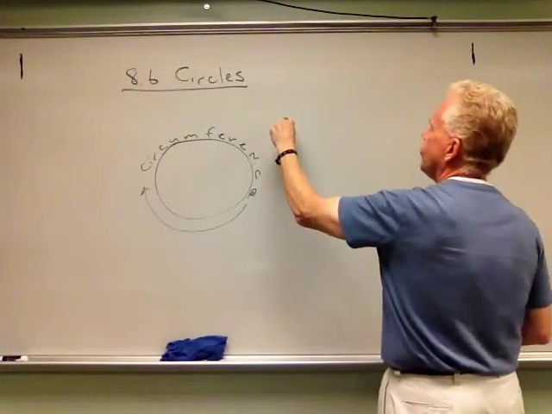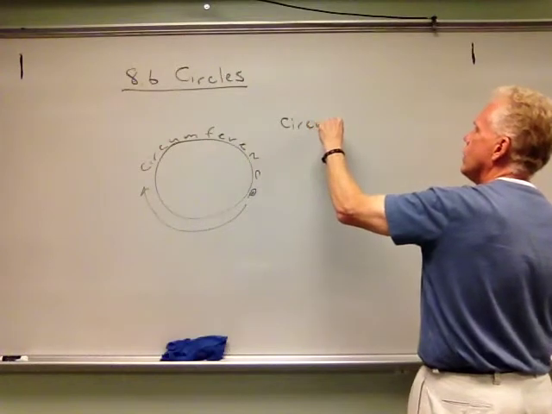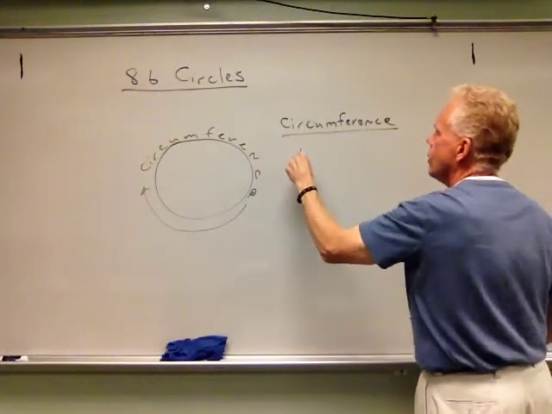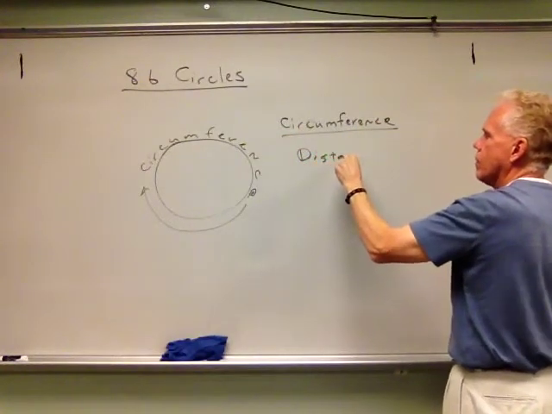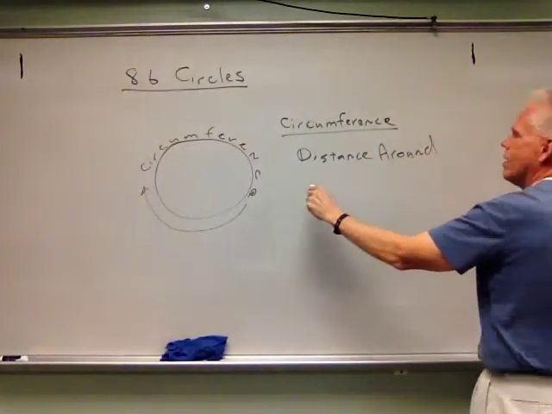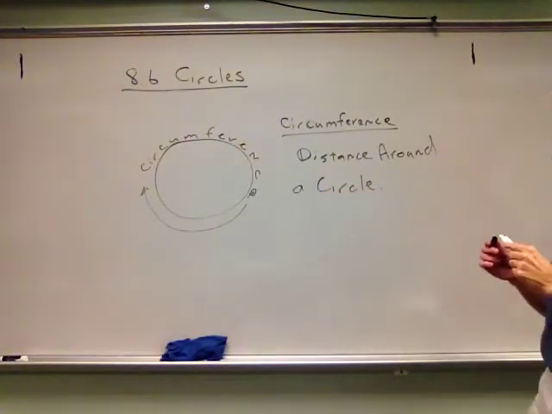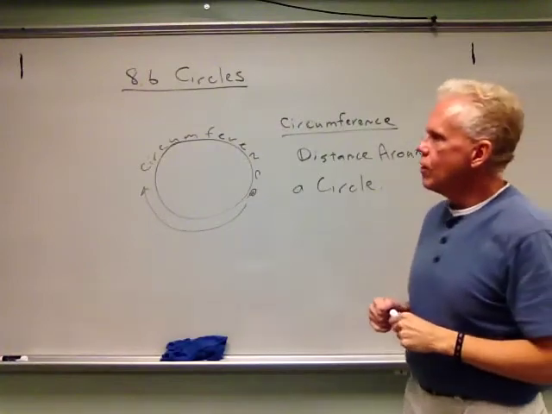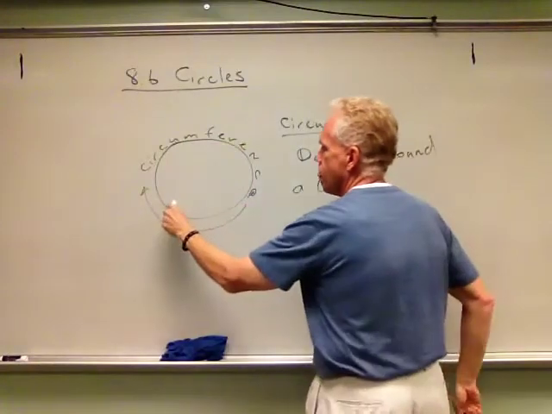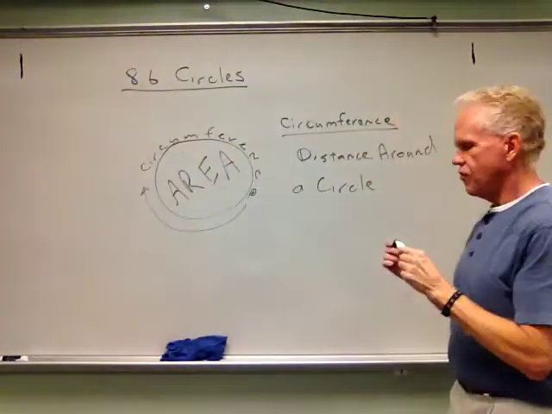Circumference. C-I-R-C-U-M-F-E-R-E-N-C-E. And that is the distance around a circle. That's the distance around a circle. And of course, you know from what we did before, the area is the space inside the circle.